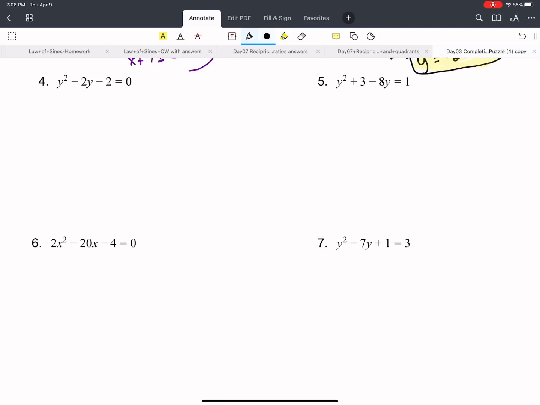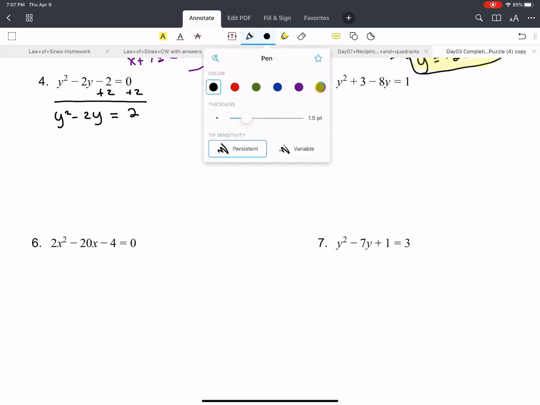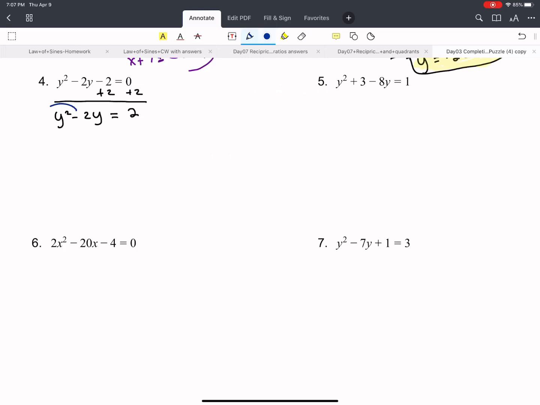So you try and get, what's the first thing we got to do? That's right. You got to add 2 to both sides. Then, what do I have to do? That's right. I got to take negative 2 and cut it in half, squared. So that's negative 1 squared. So that's 1. So I'm going to add 1 to both sides.